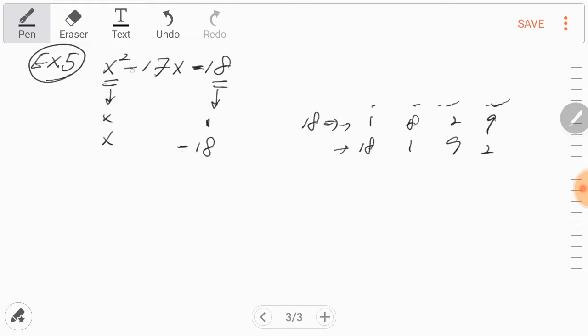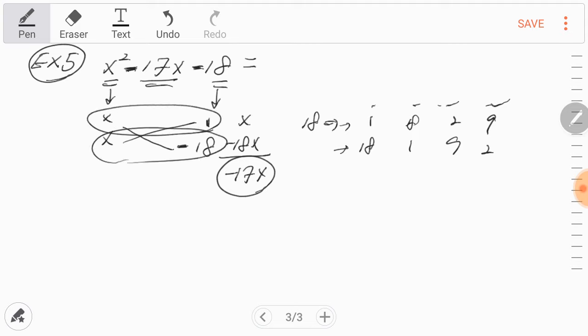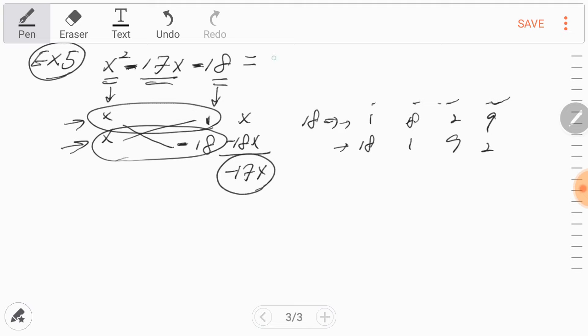Look at the sign of the second term. The result has to be negative. When we add two numbers, if the larger number is negative, the result is negative. So I put the negative sign on 18. Then this product is x. This product is negative 18x. The sum is negative 17x, and this sum is the same as the term in the middle. So it is the product of the first line and the second line: x plus 1 times x minus 18.